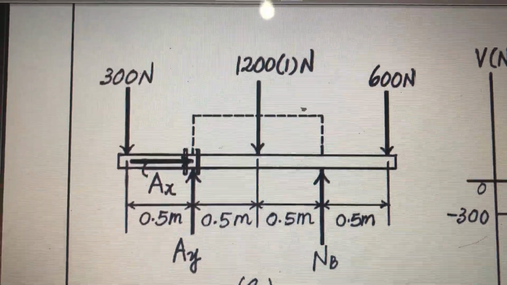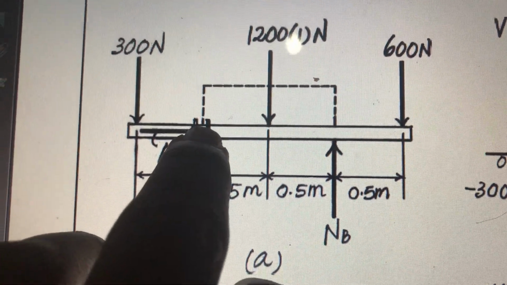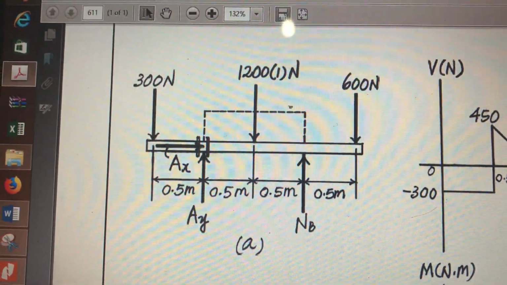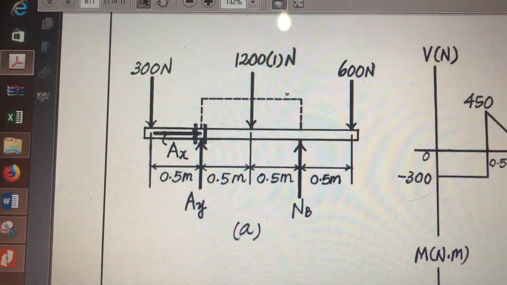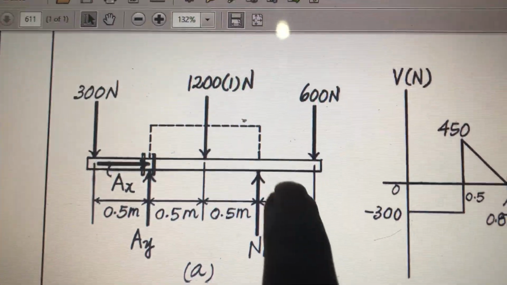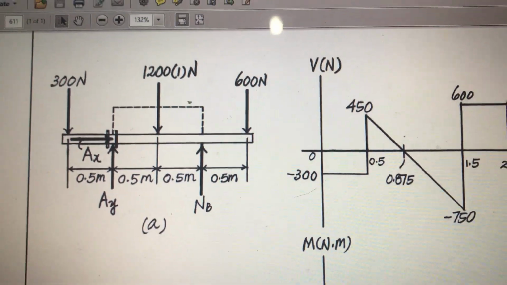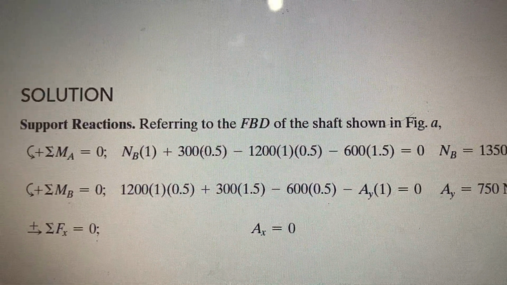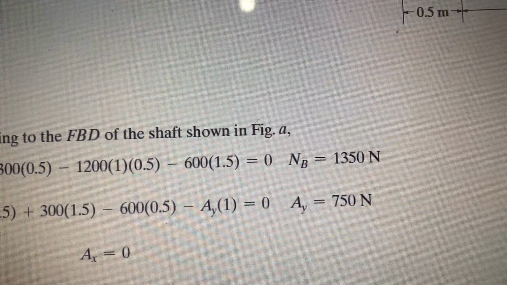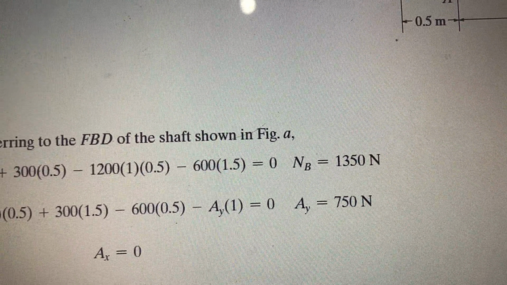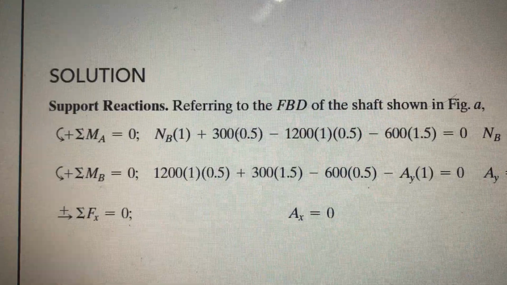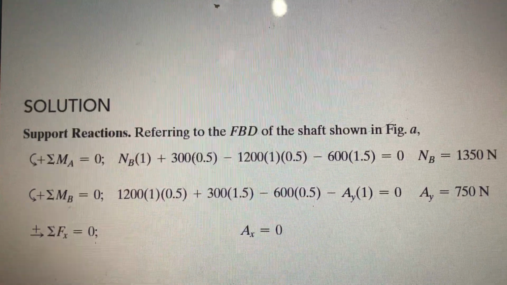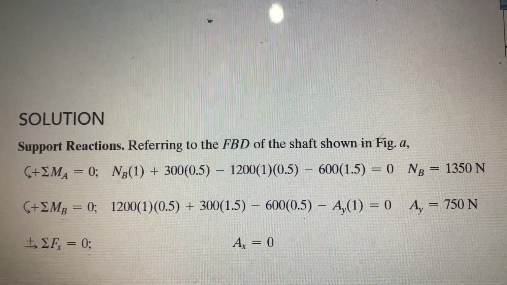From this we could find summation of moment at A to cancel out AX and AY, and you could find BY. And then summation of force in the Y, or you could find summation of moment at B to find AY. So he did find it like this, summation of moment at A. From this he found BY, or normal force at B, 1350. And summation of moment at B on the other side. You could do summation of forces in the Y and find AY easily, but he did summation of moment at B. It's up to him. It's going to give you all the same answer.